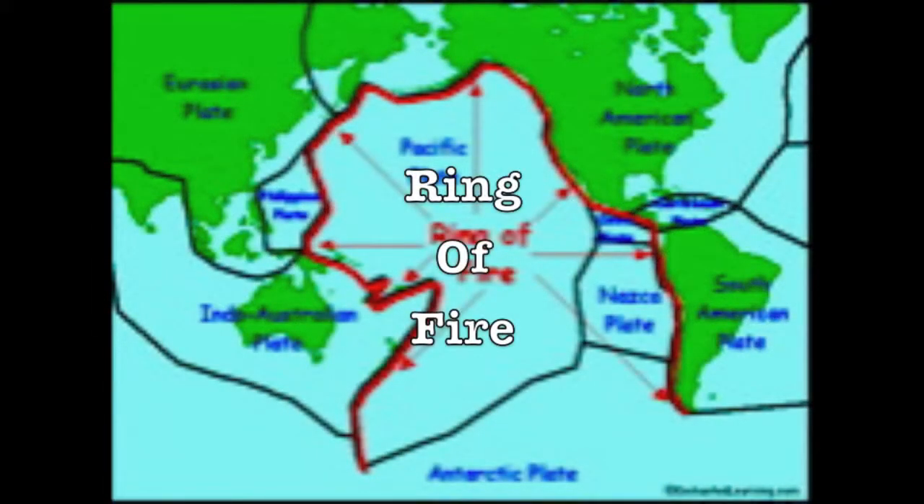80% of all tsunamis are created around the borders of the Ring of Fire. The Ring of Fire is a tectonic plate. It has constant shifting, producing volcanoes and earthquakes.